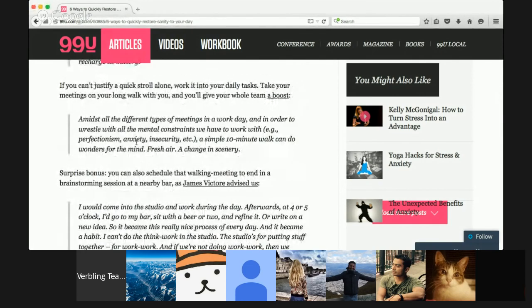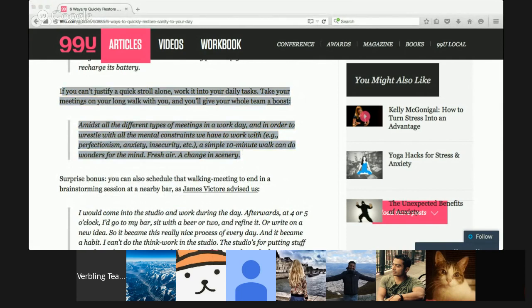If you can justify a quick stroll alone, walk into your daily tasks, take your meeting on your long walk with you, and you give your whole team a boost. Amidst all the different types of meeting in a workday, and in order to wrestle with all the mental constraints we have to work with, e.g., perfectionism, anxiety, insecurity, etc. A simple 10-minute walk can do wonders for the mind, fresh air, a change in scenery.